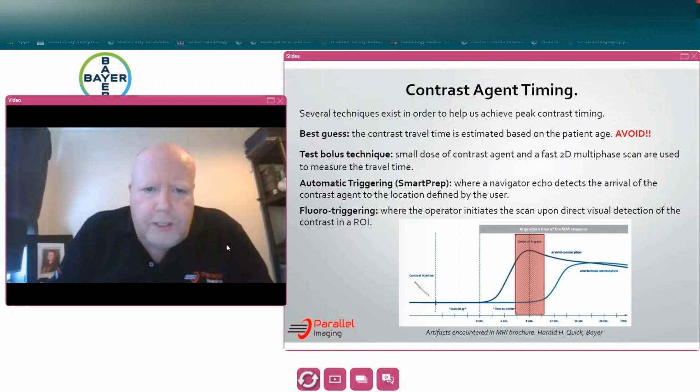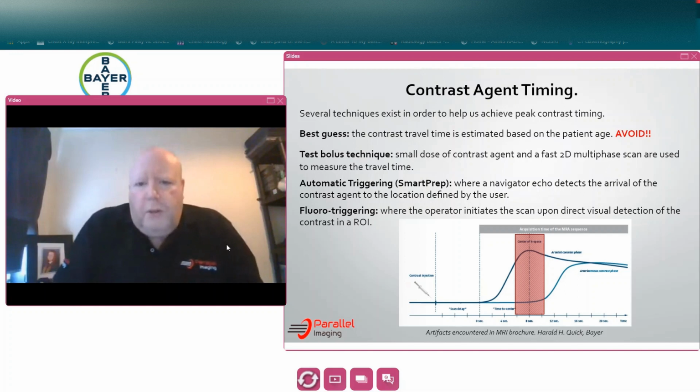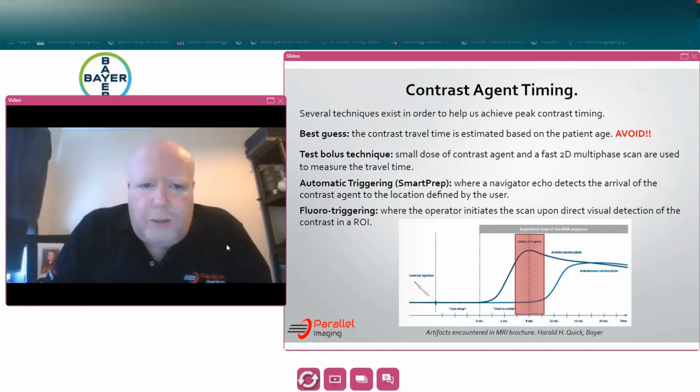We've moved on since to possibly the automatic triggering, so the smart prep kind of technique, where we use a navigator echo to detect the arrival of the contrast agent at the location defined by the user. So all you do on this, you pop a little region of interest into the vessel where you want to define the location, and inject the contrast, and then the scanner will detect the arrival of the contrast due to a change in the MR signal, and it'll start your scan.